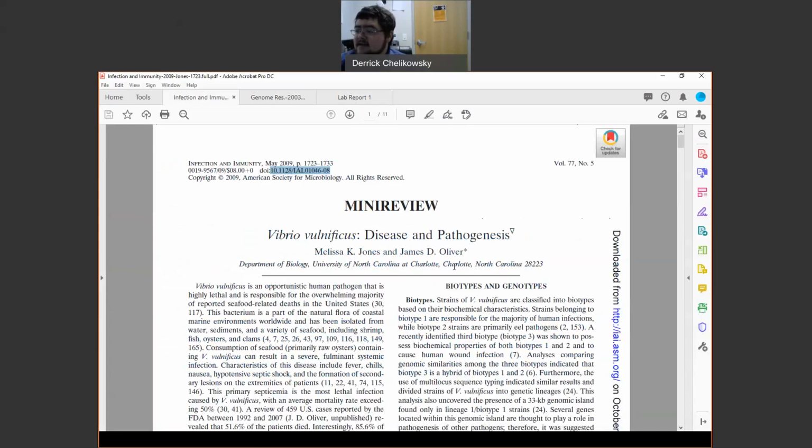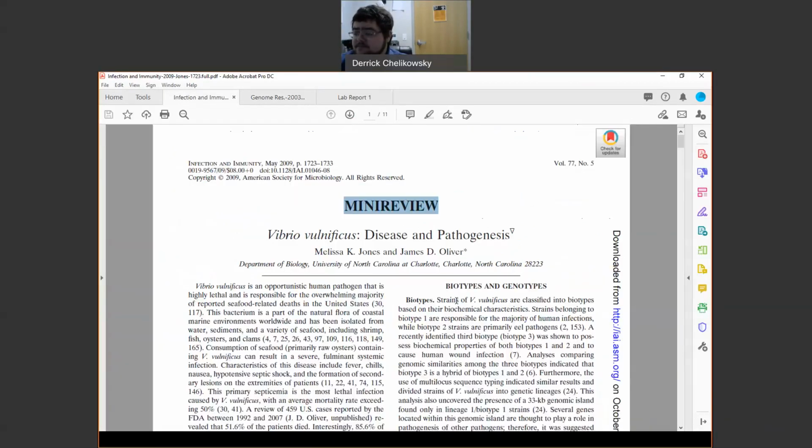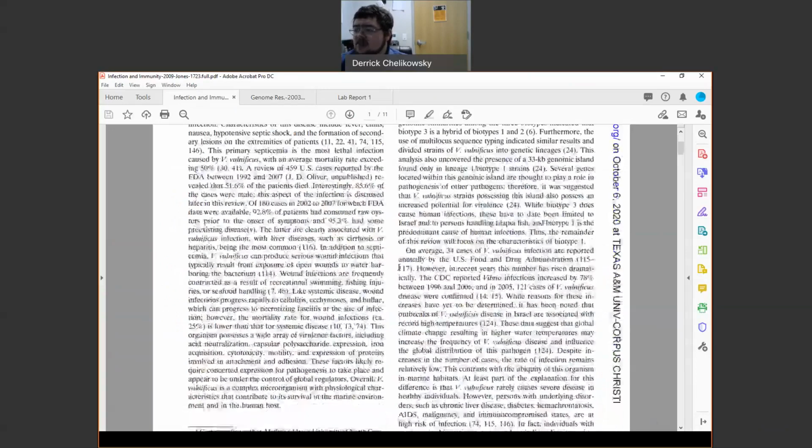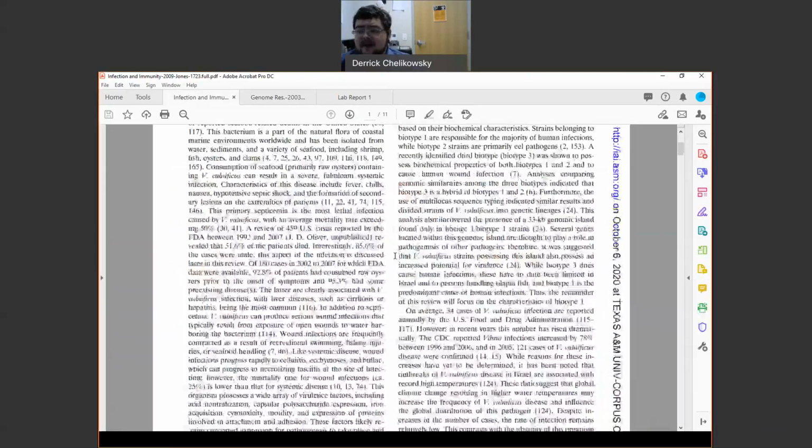In this case, this is Jones and Oliver, and this is definitely a review. It says review right in the title. It says mini review. Whereas this one here, Chen et al., is not. It is a comparative genome analysis of Vibrio vulnificus. And the difference is, this one here, the Jones and Oliver from Infection and Immunity, seeks to look at what is available regarding Vibrio vulnificus, specifically its pathogenesis, and how it becomes a pathogen and the like.